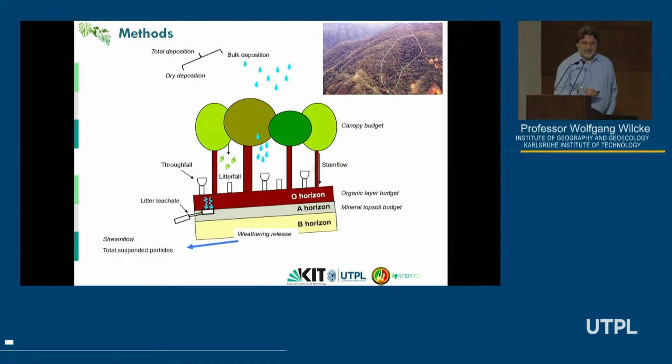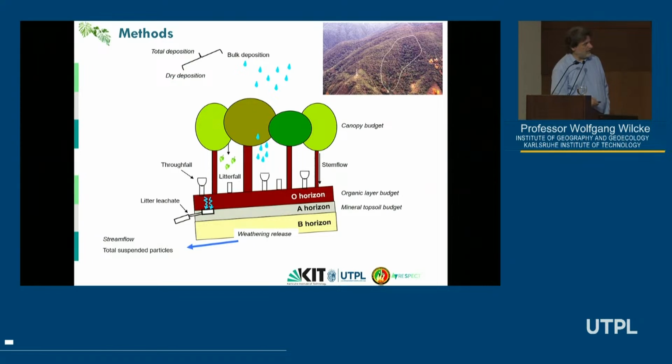We are collecting since 1998 all ecosystem fluxes that are relevant in forest ecosystems. So we start with the rainfall, and we do not only measure the water fluxes, but also the solutes in the water, and therefore we call it bulk deposition. Then we estimate dry deposition to get the full input. Then we go into the system, collect throughfall, stem flow, a little bit of water is running down the stems. We measure litter fall.